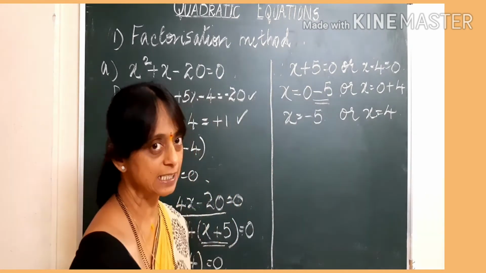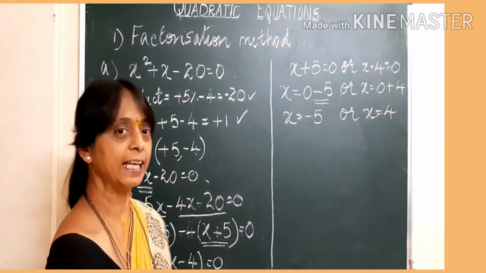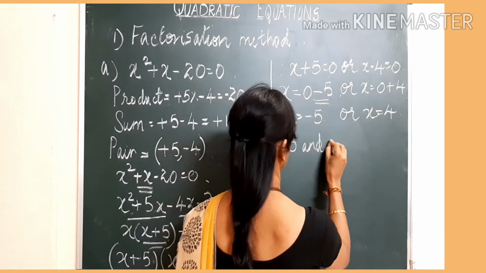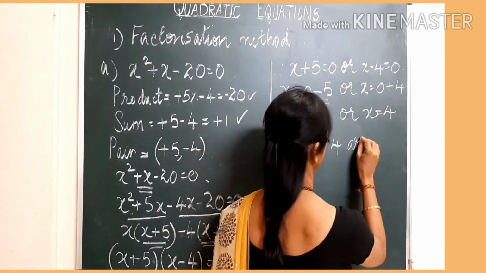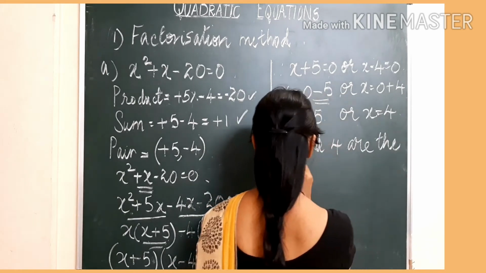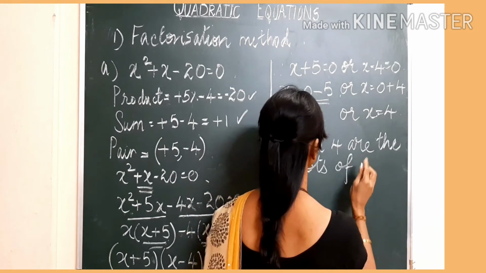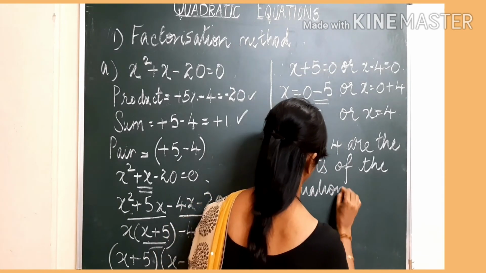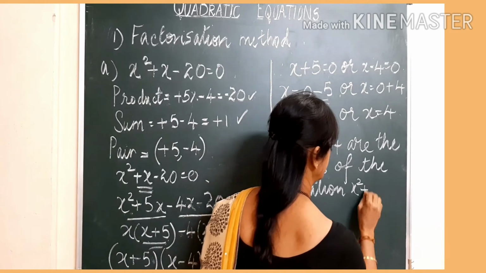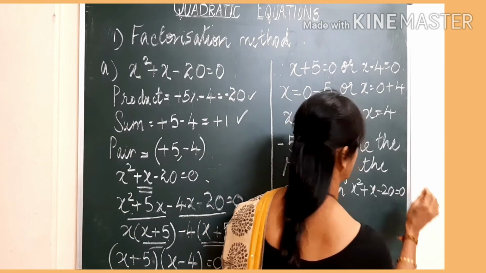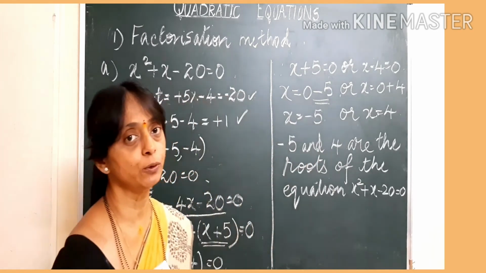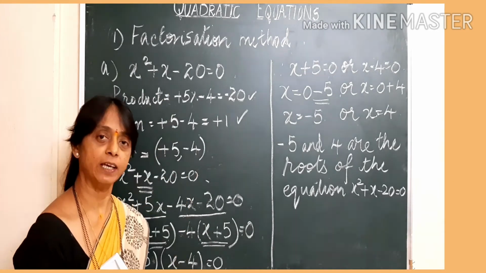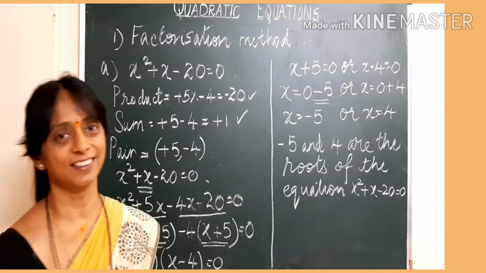So ultimately you've got the answer which stands as the roots of this quadratic equation. What is the answer? The answer is minus 5 and 4 are the roots of which equation? Of the equation x squared plus x minus 20, which is equal to 0. So which method did we use over here, children? The method of factorization to find out the roots of the variable in the given quadratic equation.